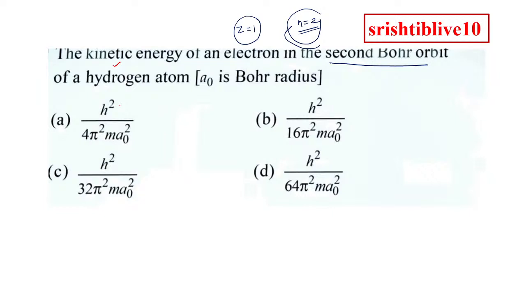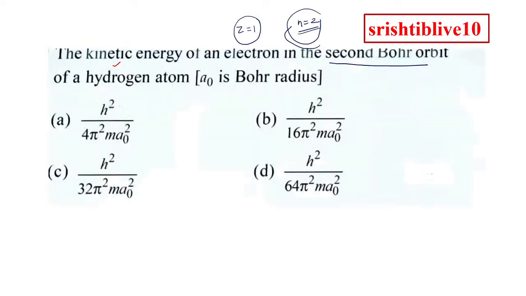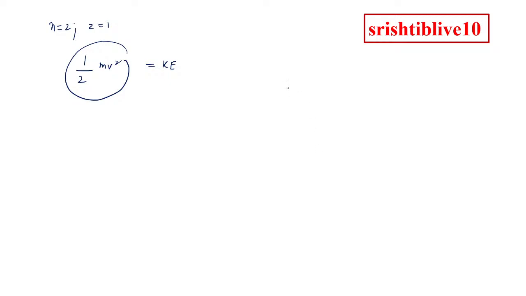Next, I need to find out the kinetic energy. So n value is equal to 2 and Z value is equal to 1. Can I say kinetic energy is half mv squared? Yes or no? If kinetic energy is half mv squared, then somehow I have to substitute the values of velocity to get these terms. So how can I proceed now?